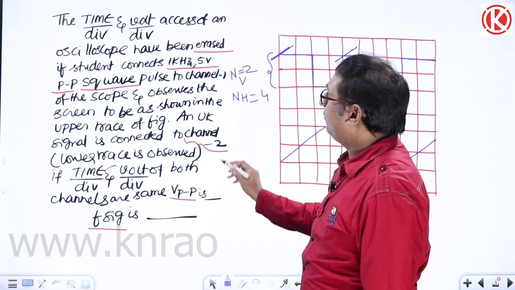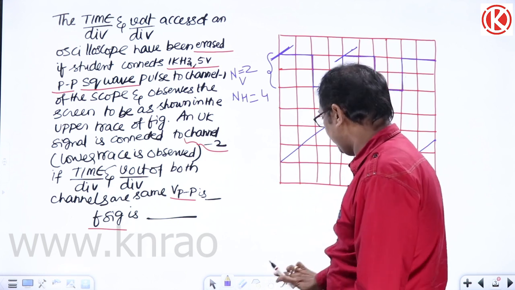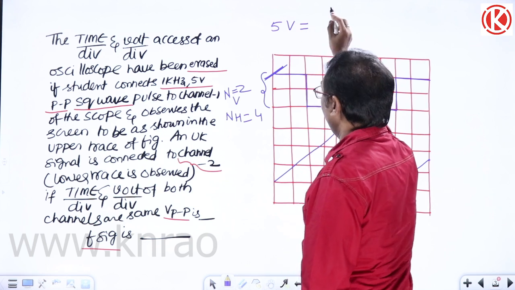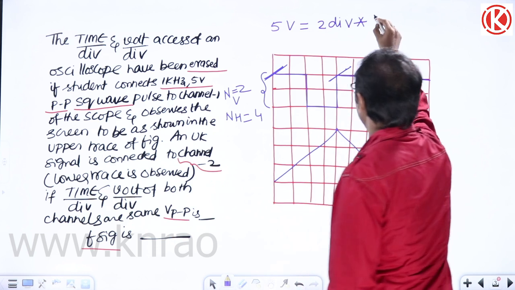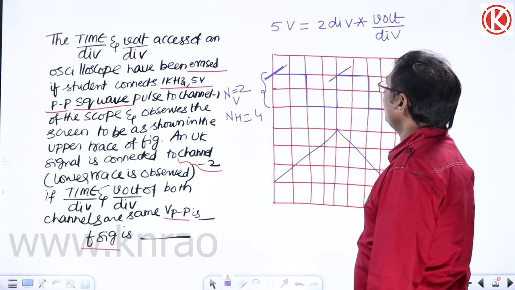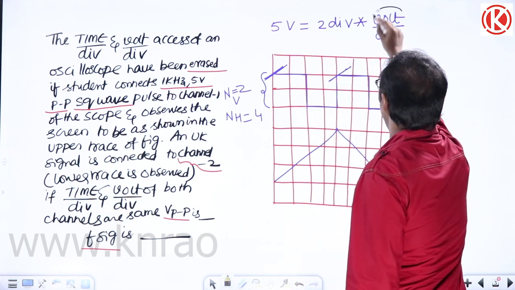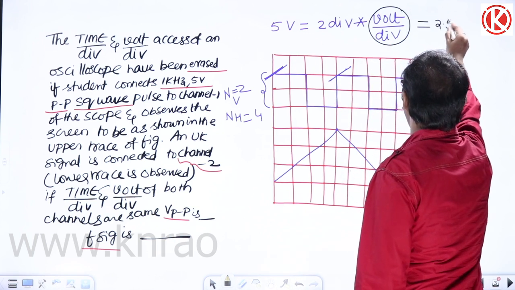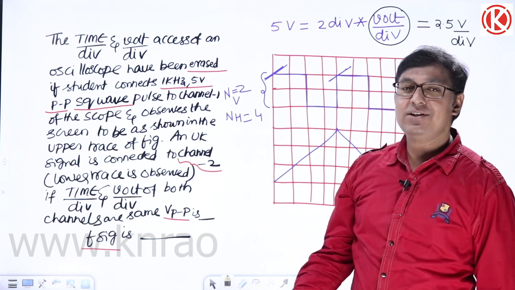Tell me, sir, V peak to peak is given as how much? 5 volts. I am writing directly. Let me slide this down. 5 volts equals the number of vertical divisions, 2 divisions, into volt per div. What is the volt per div setting finally? I can write the volt per div setting by moving 2 to the denominator: 5 by 2, which is 2.5 volts per division.